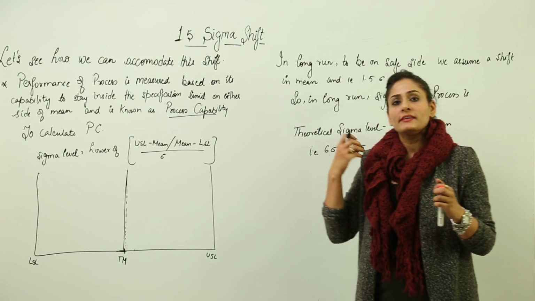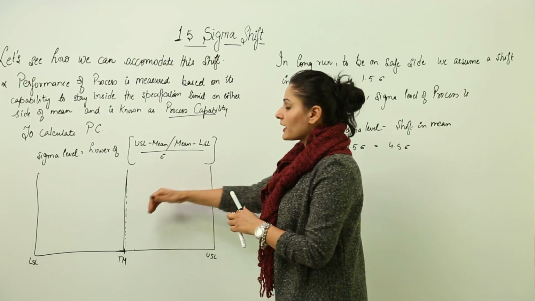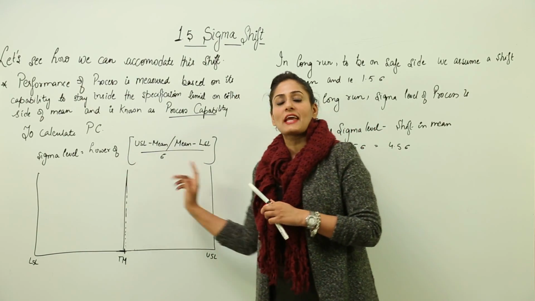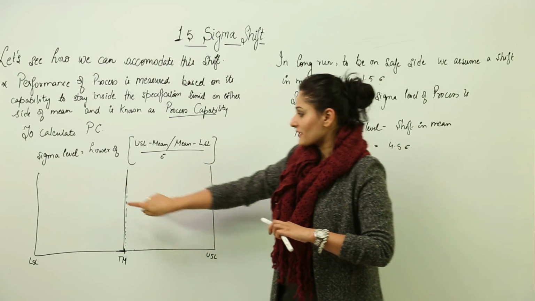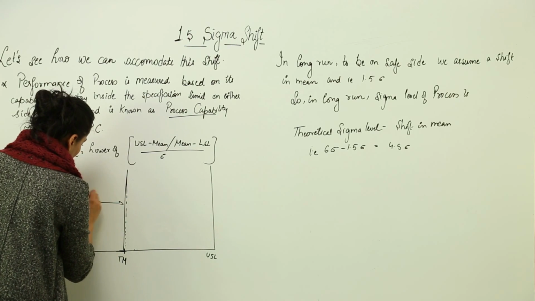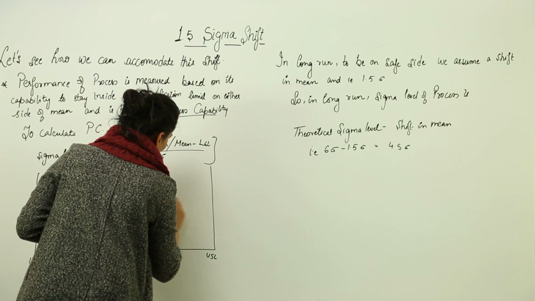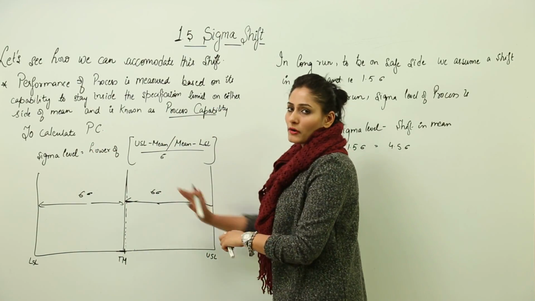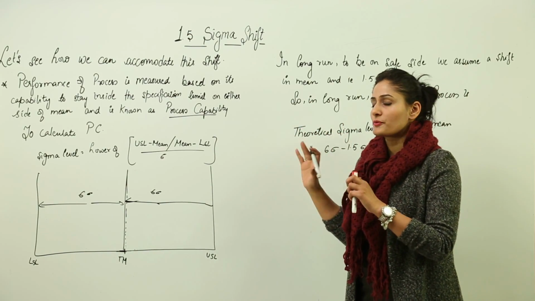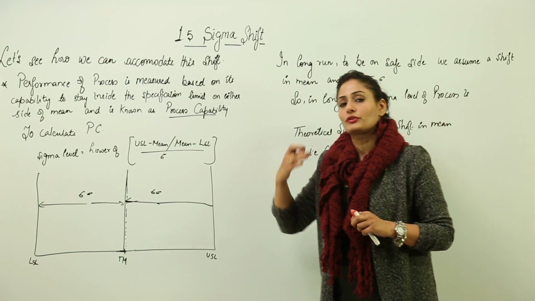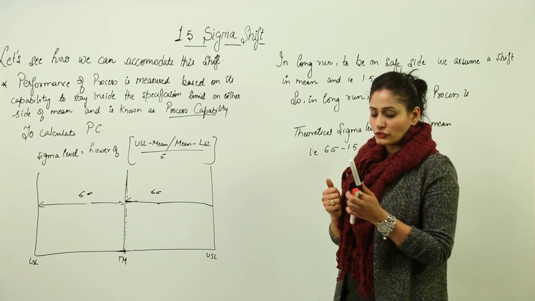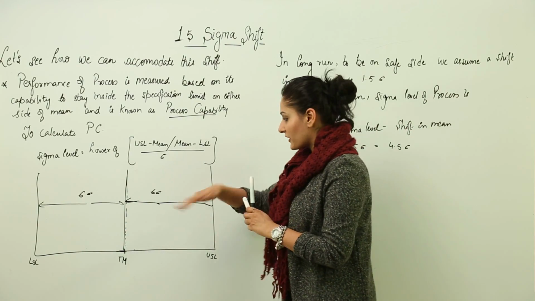But I assume that in the long term there would be a shift in this mean, because here the sigma level is the same on both sides. It's a 6 sigma process, so it's 6 on both sides, because the distance from the mean to the upper or lower spec limit is the same. But in the long range, because I am designing this process not just for 4 or 5 months but as a long-term process that should run well, I assume there would be a certain shift in the mean. This can happen on either side, but here I am taking this side.